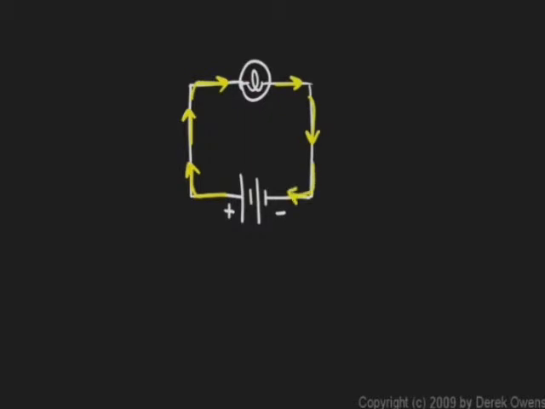This is called conventional current. This is the idea formed by 17th century scientists. Now what we really know is that the current is actually flowing from the negative terminal to the positive terminal. This is called the electron flow.